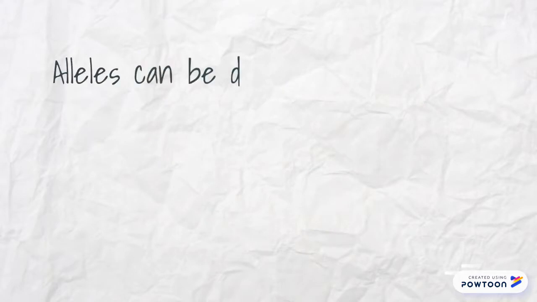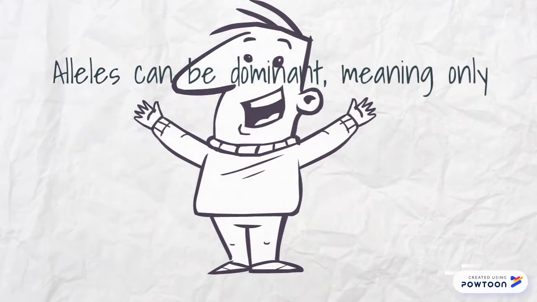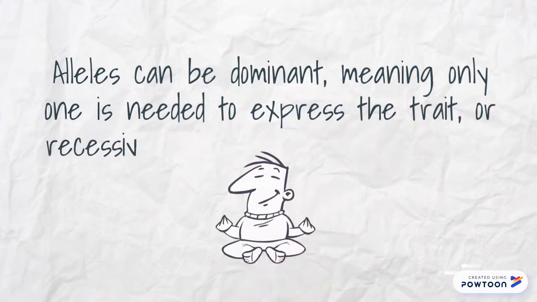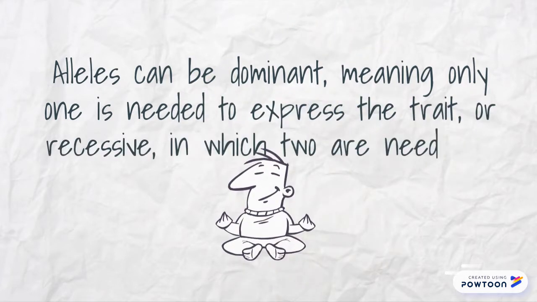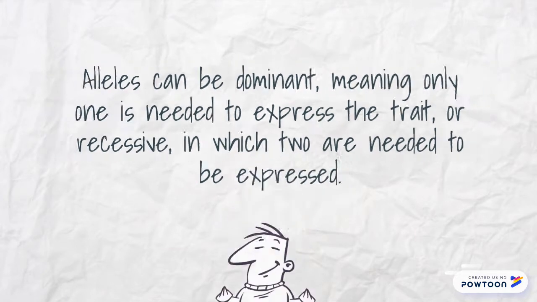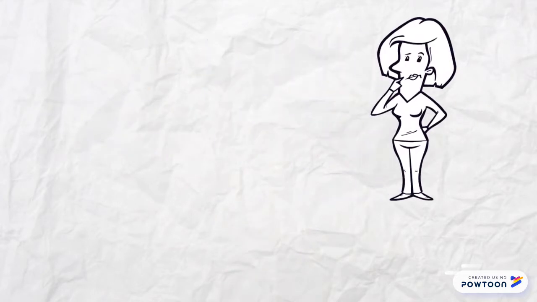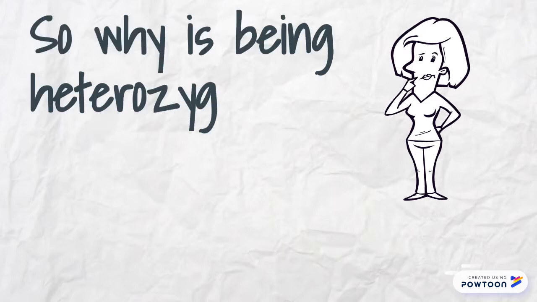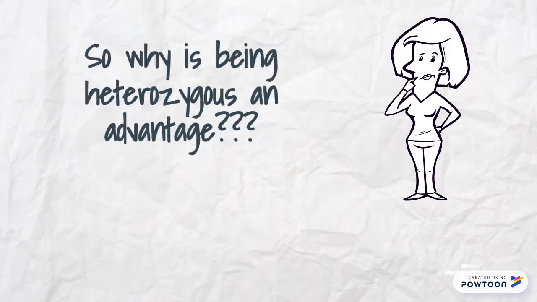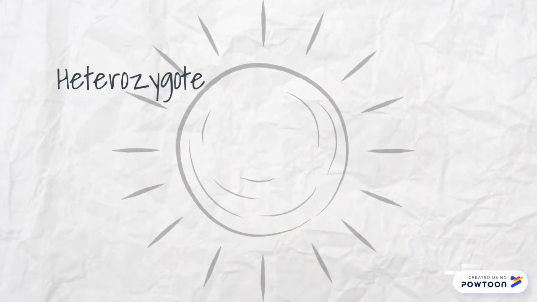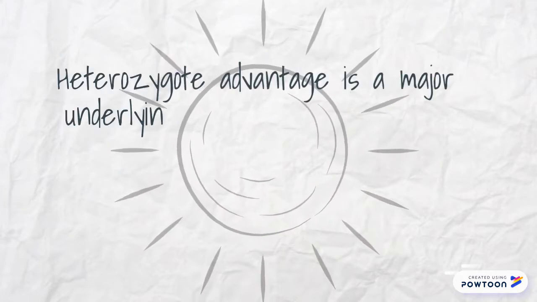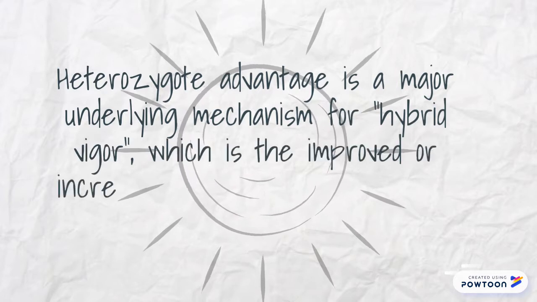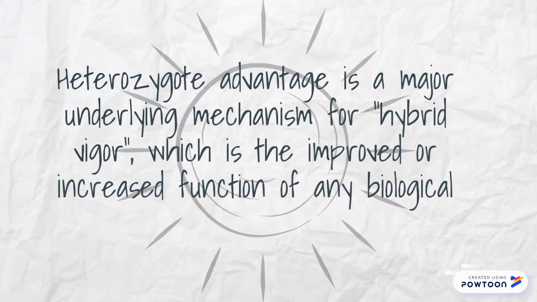Alleles can be dominant, meaning only one is needed to express the trait, or recessive, in which two are needed to be expressed. So why is being heterozygous an advantage? Heterozygote advantage is a major underlying mechanism for hybrid vigor, which is the improved or increased function of any biological quality in a hybrid offspring.